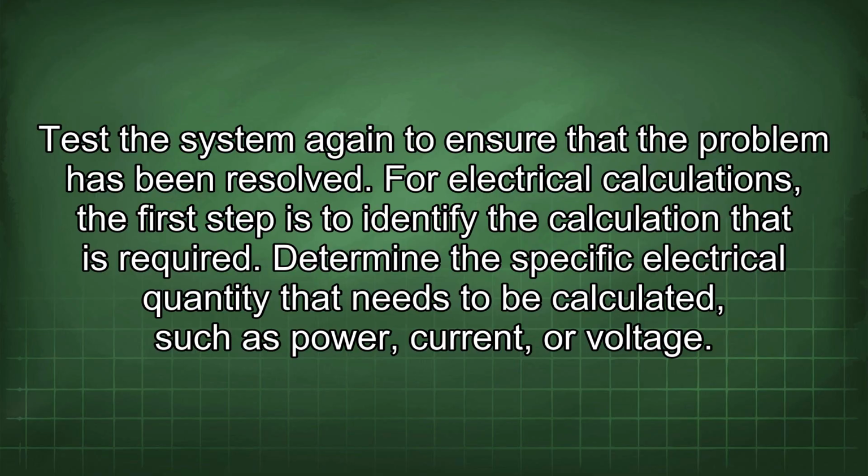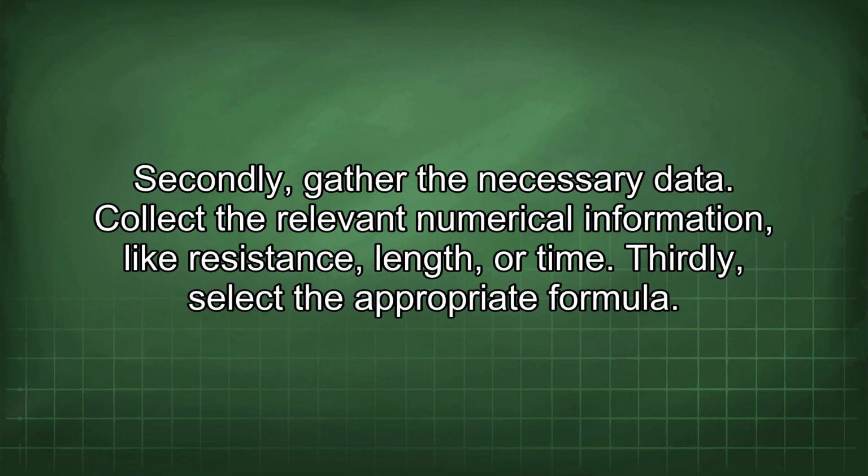For electrical calculations, the first step is to identify the calculation that is required. Determine the specific electrical quantity that needs to be calculated, such as power, current, or voltage. Secondly, gather the necessary data. Collect the relevant numerical information like resistance, length, or time.